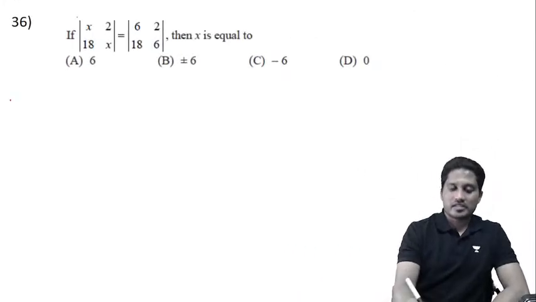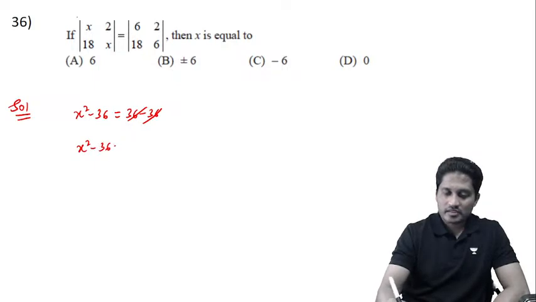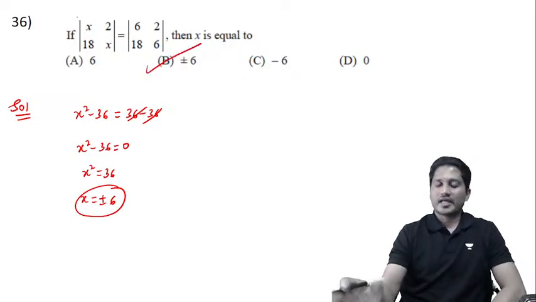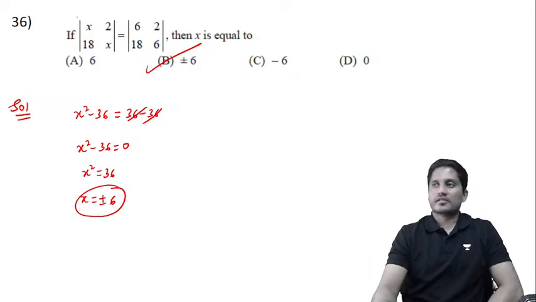Okay, question number 36. It's a direct question. This is x square minus 36, right? Is equal to 36 minus 18 into 2 is 36. This will cancel. x square minus 36 is 0. x square is equal to 36. x is equal to plus minus 6. Answer will be equal to option B only. It's a direct, very simple question, guys. Just expand and equate, you will get the value of x.